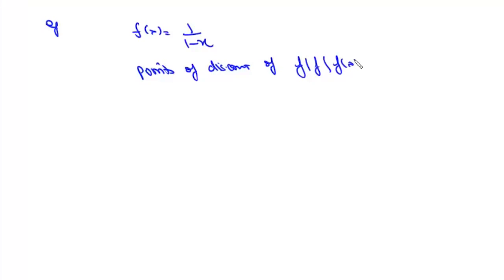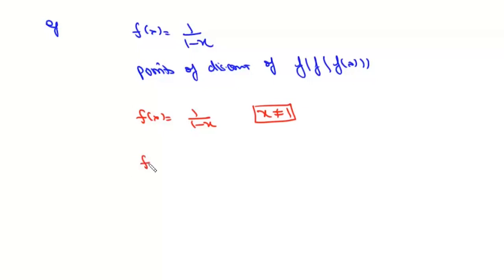Say for example, suppose we are given this question where f(x) is defined as 1 upon 1 minus x, and it says find the points of discontinuity of f of f(x). Now if we look at this function f(x), it is defined as 1 upon 1 minus x, and this function is not defined when x is equal to 1. So this function has a discontinuity at x equal to 1.